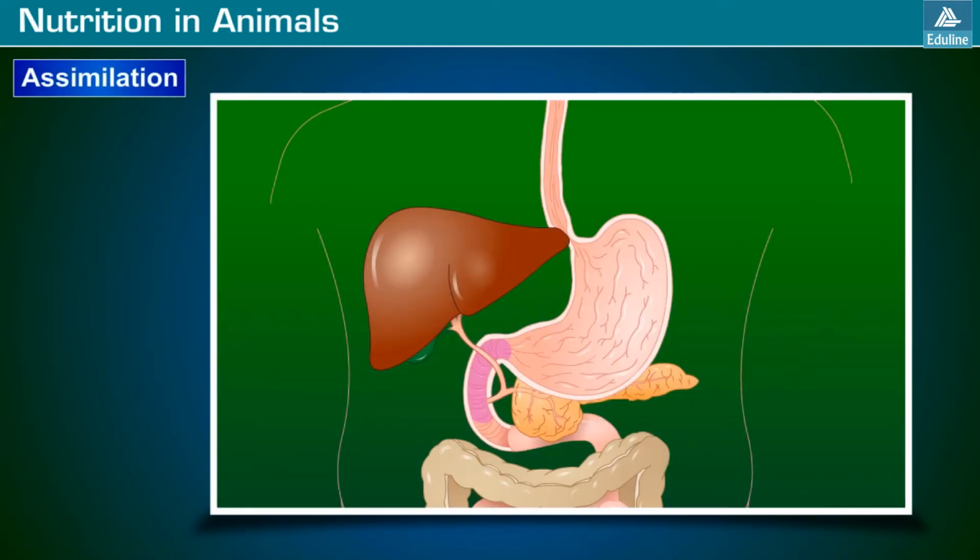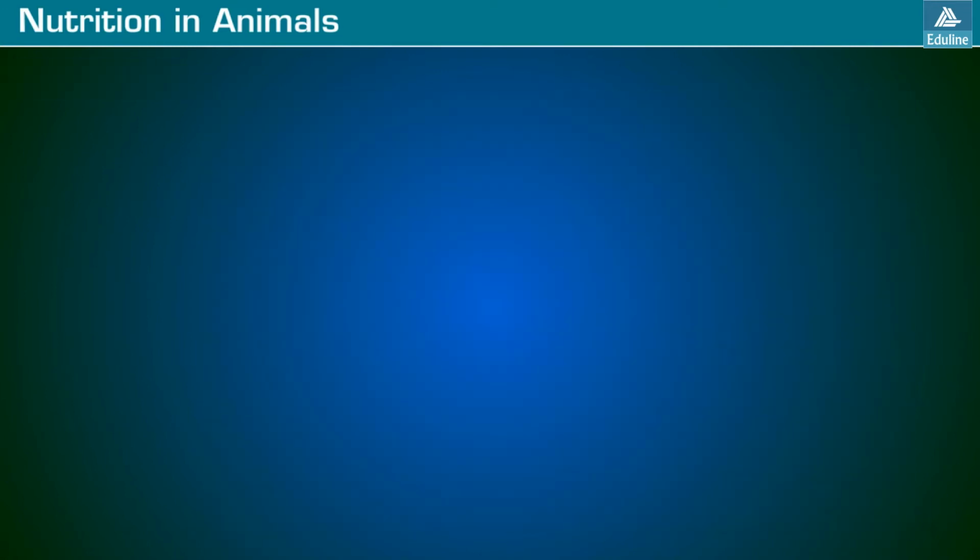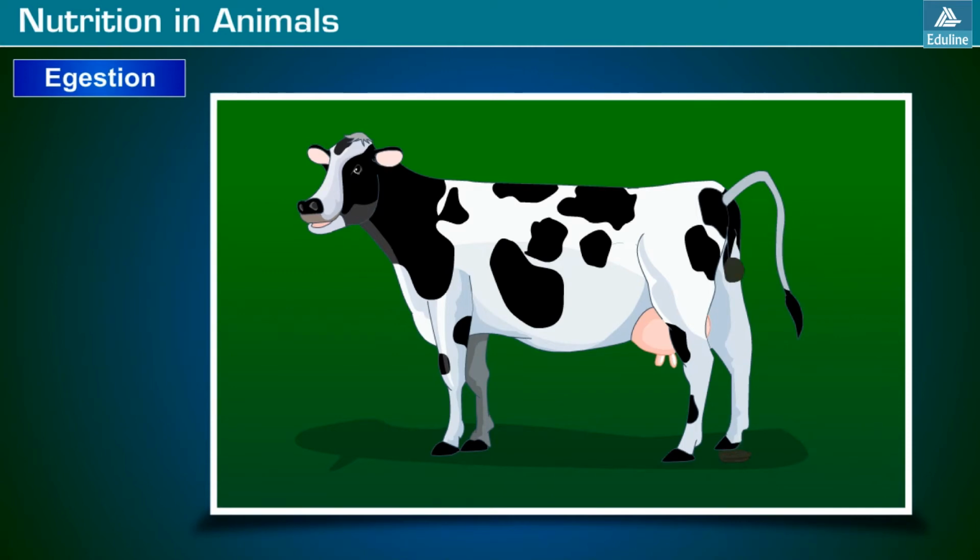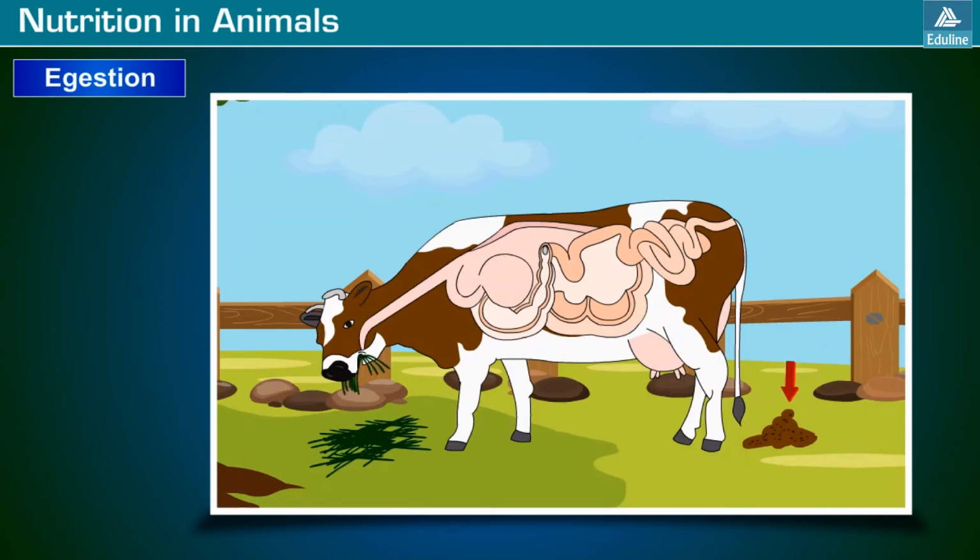4. Assimilation. The process of conversion of absorbed food into complex substances such as proteins and vitamins required by the body is known as assimilation. In other words, assimilation is the absorption of nutrients from food by the cells and their utilization for various body functions. 5. Egestion. The process of removal of waste materials from the body is known as egestion. The remains of food left after digestion is also called feces. Hence, the process of egestion is also known as defecation.